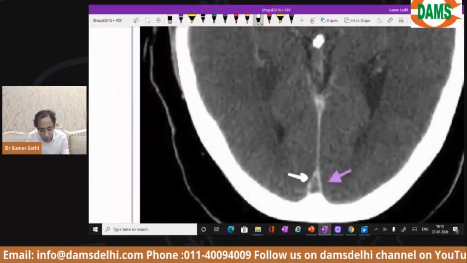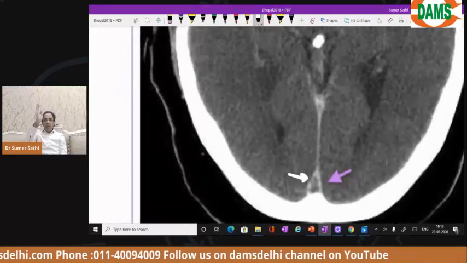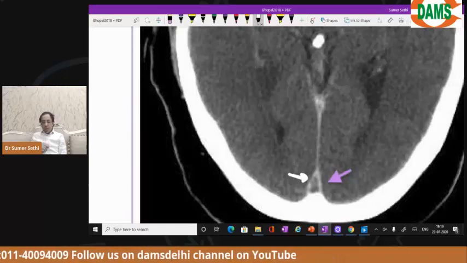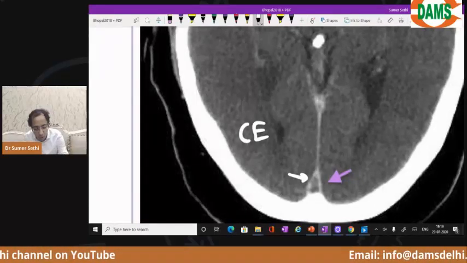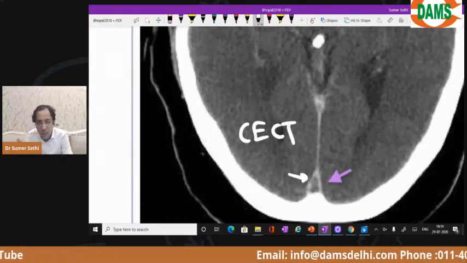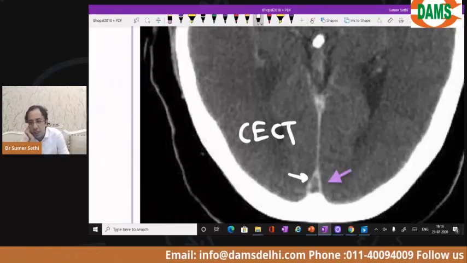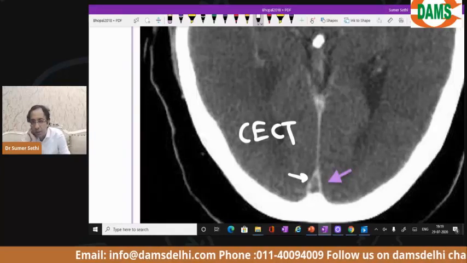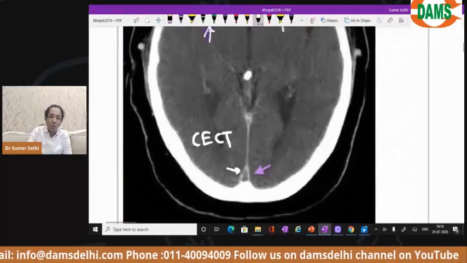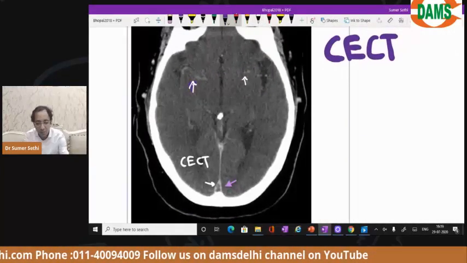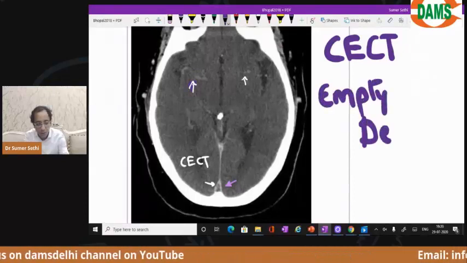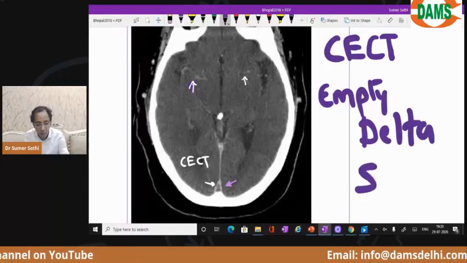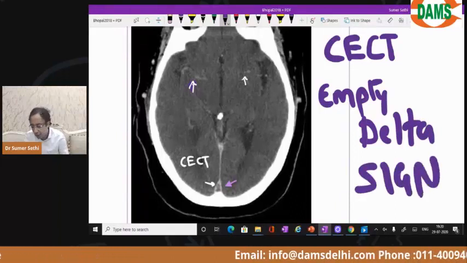This is the superior sagittal sinus, a midline posterior structure. Now this sinus is appearing dark. If I have given dye, if this is contrast enhanced CT, why is the sinus appearing dark? Why is it not taking up the dye? Because it is thrombosed, and that is why people keep getting confused. On CECT the sign of venous thrombosis is called empty delta sign.